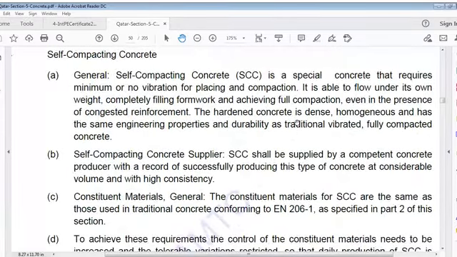Self-compacting concrete. Self-compacting concrete (SCC) is a special concrete that requires minimum or no vibration for placing and compaction. It is able to flow under its own weight, completely filling formwork and achieving full compaction, even in the presence of congested reinforcement. Hardened concrete is dense, homogeneous and has the same enduring properties and durability as traditional vibrated, fully compacted concrete.